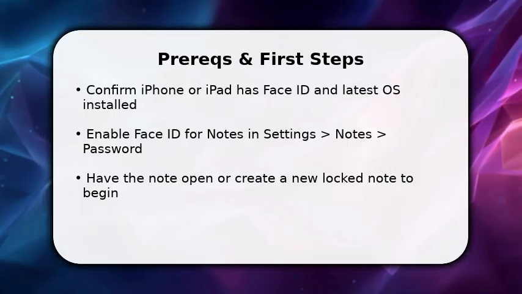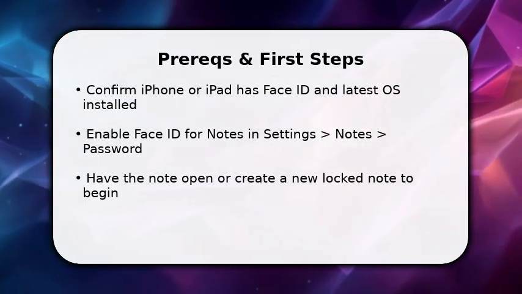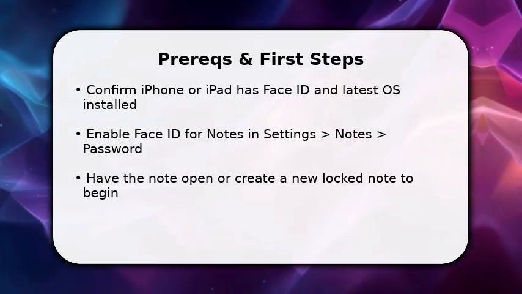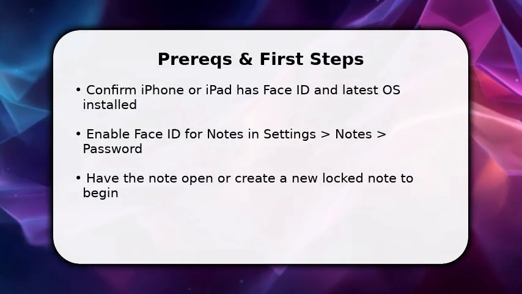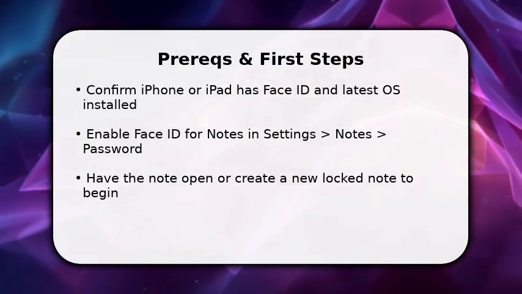You'll start by confirming prerequisites fast. Your device must support Face ID and run the latest OS. Once done, open Settings. Tap Notes, then Password, and enable Face ID for Notes so the system can authenticate. Make sure you've set a Notes password as a fallback.